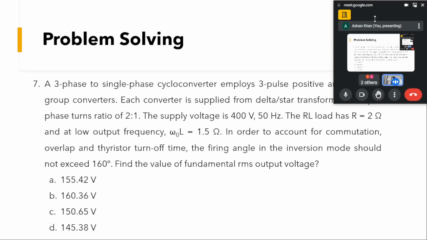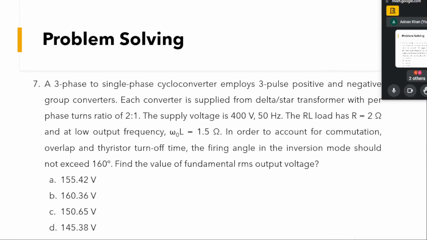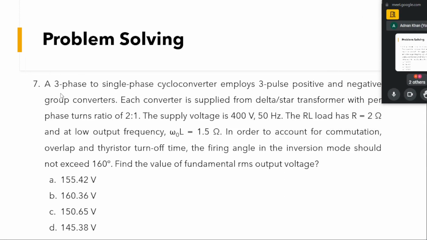Now coming to the seventh question. The seventh question is asking: a three-phase to single-phase cycloconverter employs three pulse positive and negative group converters.